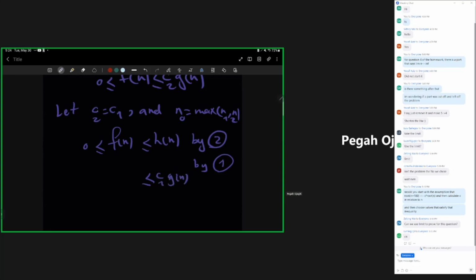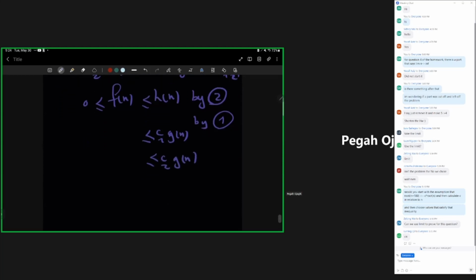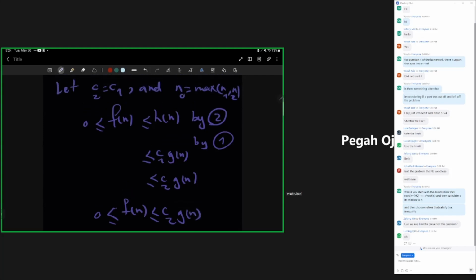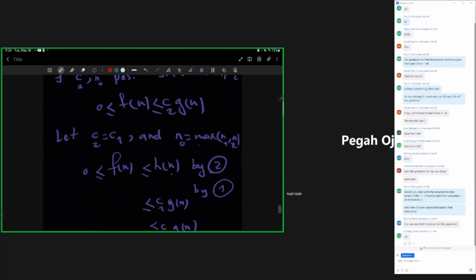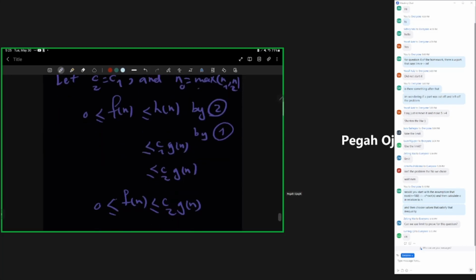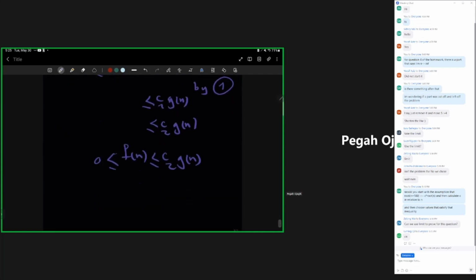So just consider c1 and c2 equal. So it's going to be c2 of g of n. So what do I have here? I have 0 less than f of n less than c2 g of n. So that's what I need. I need to show this. But why do I need this one to be maximum? Because it may need to show that both equation two and equation one hold. It means you need to consider the biggest number. So from that one onwards, it's going to hold. So you show this one, it's done. It means that you proved it already.